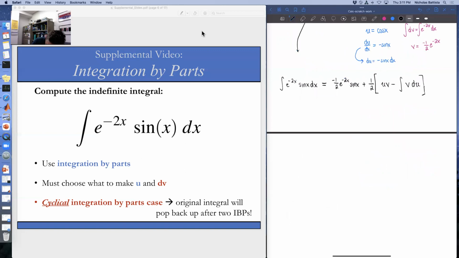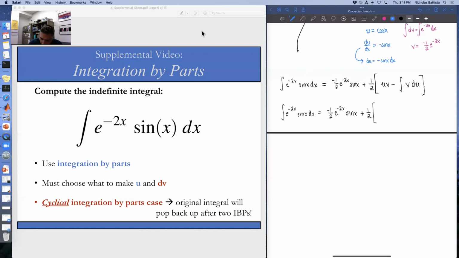So I'll just keep writing what we have here. Far left, the integral of e to the minus 2x sine of x dx. That's equal to the product of those two functions, minus 1/2 e to the minus 2x sine of x. Again, that's from the first integration by parts. We have that plus 1/2, that coefficient that was in front of the integral that we just did that second integration by parts for. And now we're going to plug in all of those characters into this integration by parts formula.